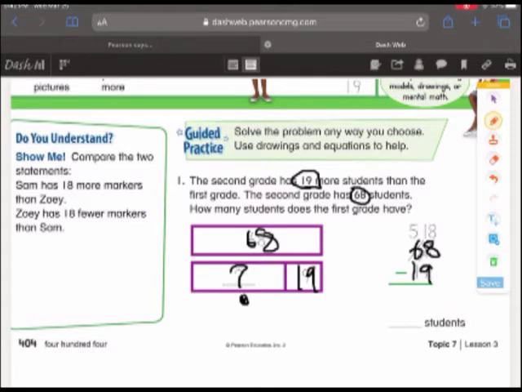Because the first grade class is smaller, we will need to subtract to find out how many are in first grade. And it looks like we have to regroup because there's not enough ones in the number 8 to subtract 9. So I have to borrow 10. 18 minus 9 is 9. And the 6 becomes a 5. 5 minus 1 is 4. There are 49 first grade students.